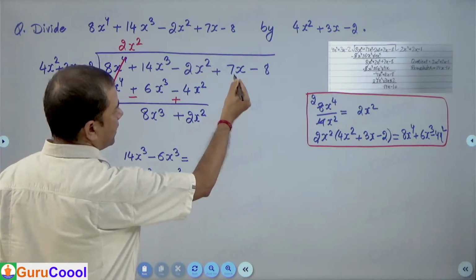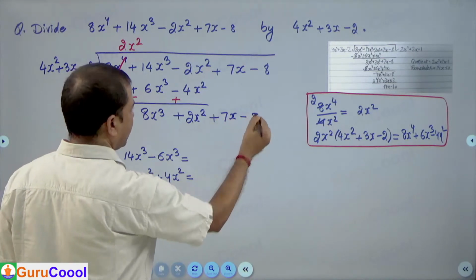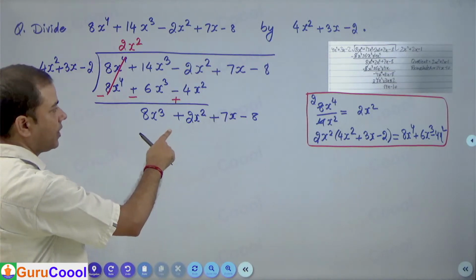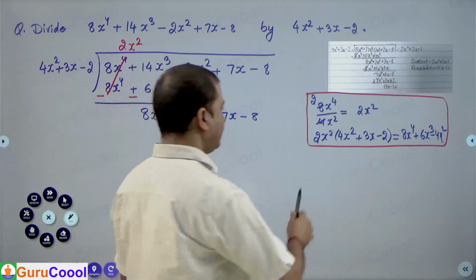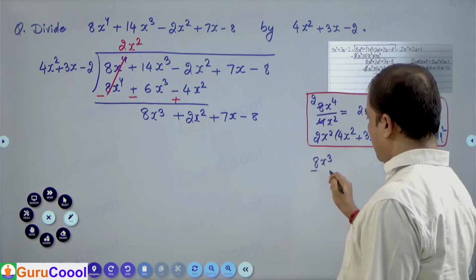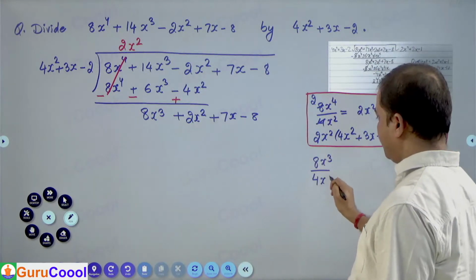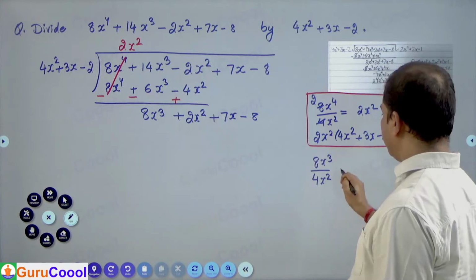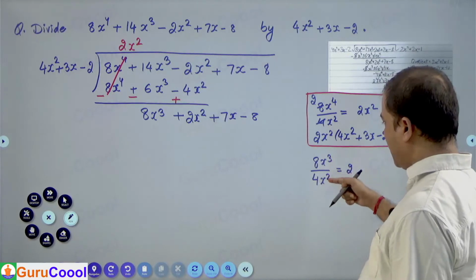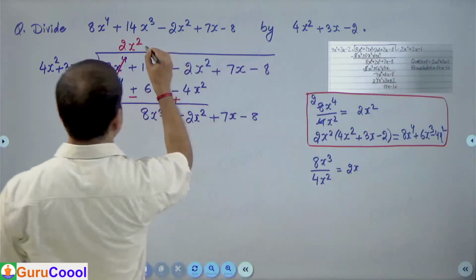Now other two terms will come down here, plus 7x minus 8. Now this is our new dividend. We have to do the same process again. First term 8x cube divided by first term of divisor 4x square. 8 divided by 4 is 2, x cube by x square is just x. So we get 2x. 2x is the next term in the quotient.